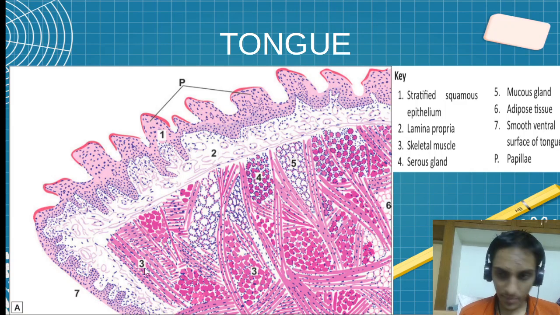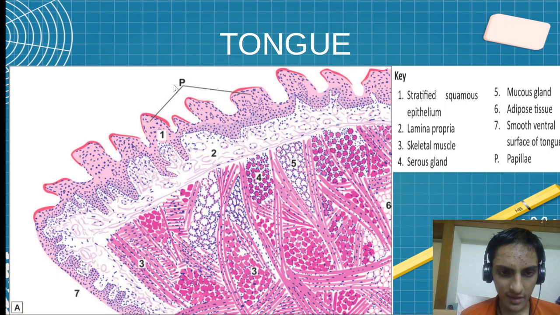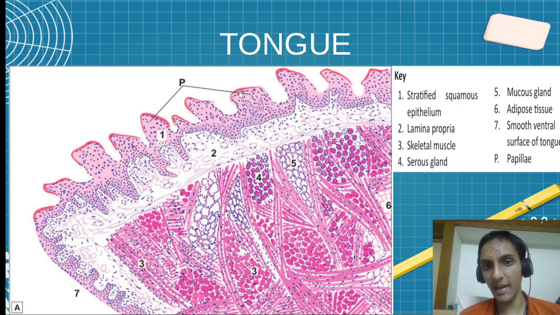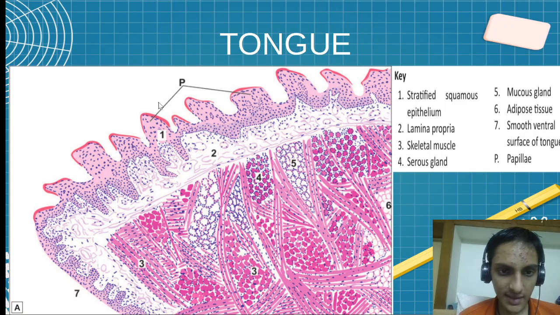And apart from that, we are seeing the ventral surface of the tongue. Here the ventral surface of the tongue. And P, here P as in the papillae. The taste buds of the tongue will be here. These are the taste buds.